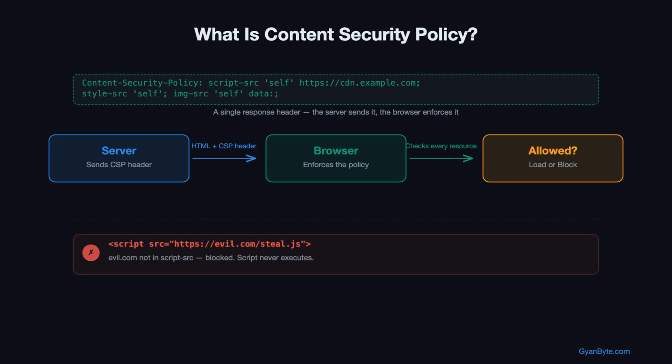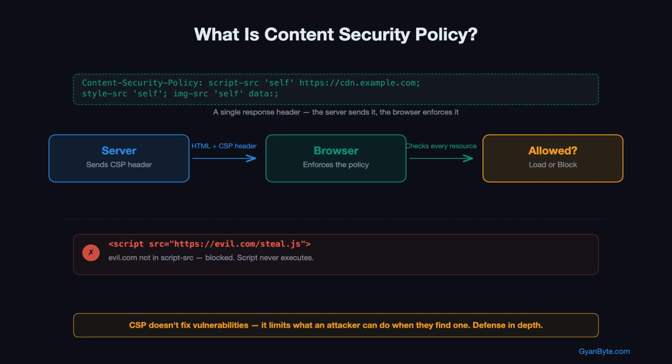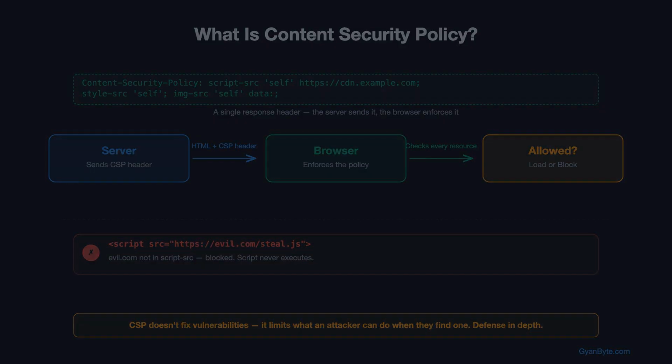An attacker injects a script tag pointing to evil.com. The browser checks the CSP. evil.com isn't in script-src. Blocked. The script never executes. That's the power of CSP. It's a second line of defense even when your code has a bug. CSP doesn't fix vulnerabilities, it limits what an attacker can do when they find one. Defense in depth.